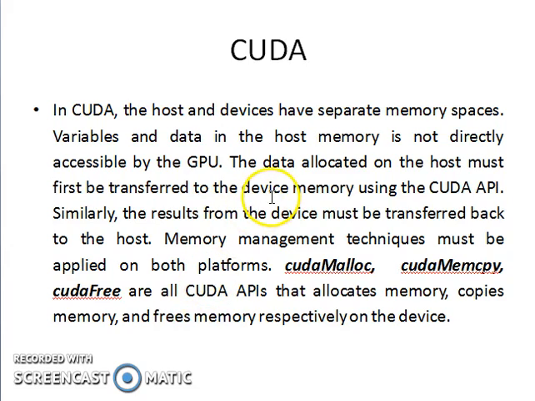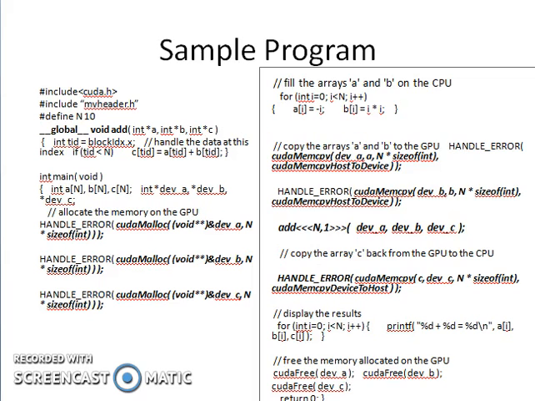In CUDA, the host and devices have separate memory spaces. Variables have to be moved from one space to another space. And the instructions that are supported by CUDA are cudaMemcpy from host to device, cudaMemcpy from device to host, etc.